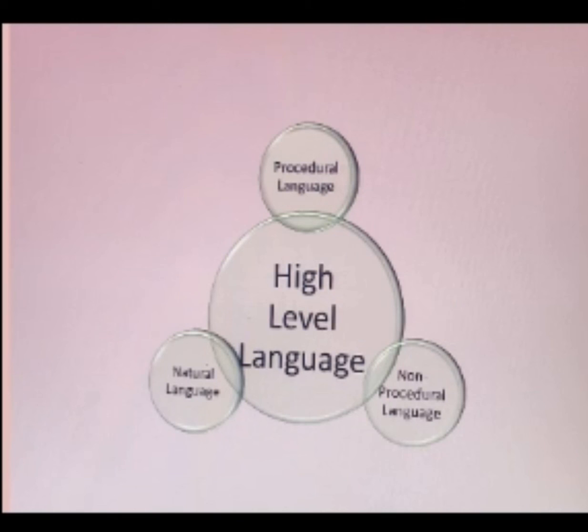Let's have a discussion about the high-level languages. And we all know that high-level languages are similar to the English language. So here also we need to convert high-level languages to machine-understandable languages. High-level languages are further classified into three categories: procedural languages, non-procedural languages, and natural languages.